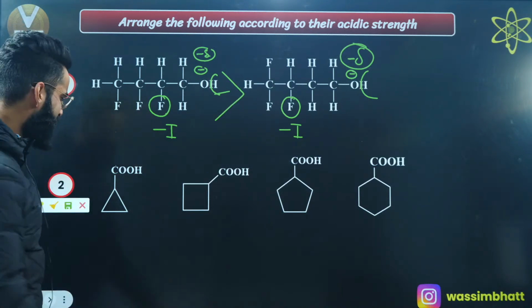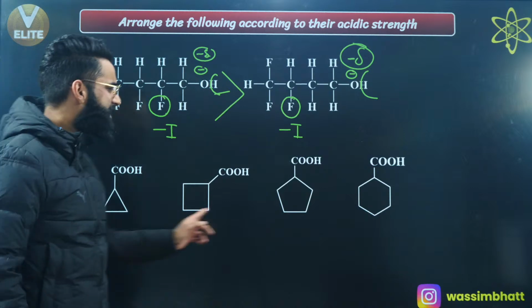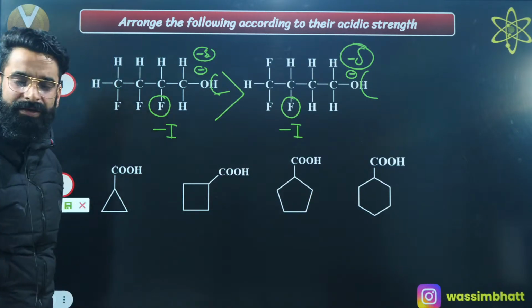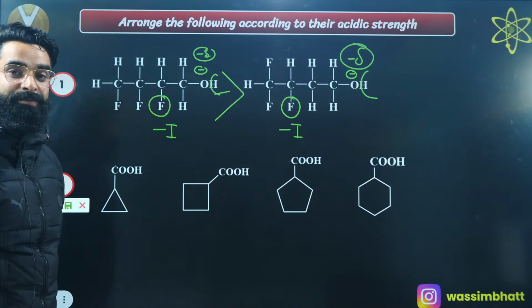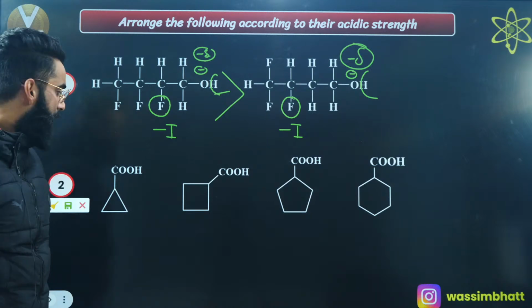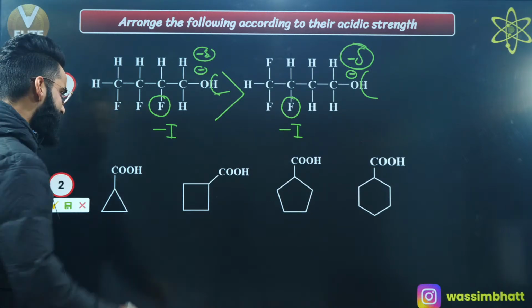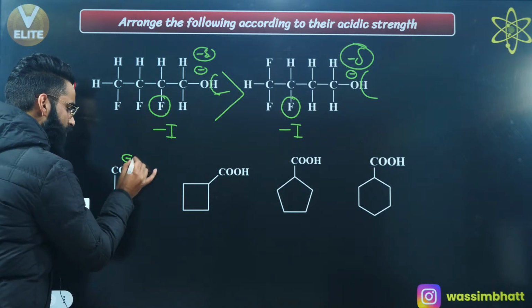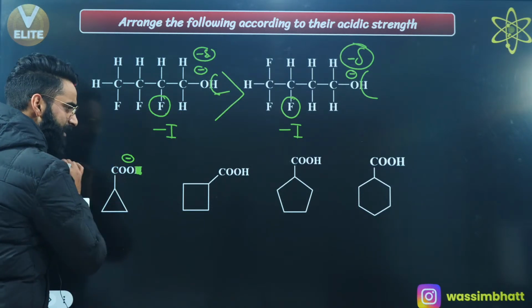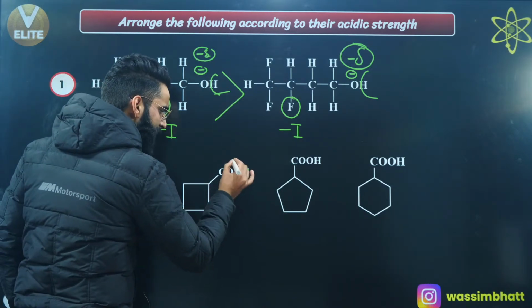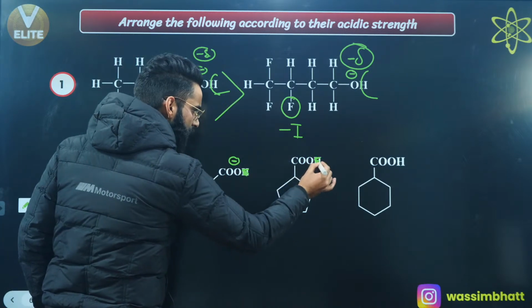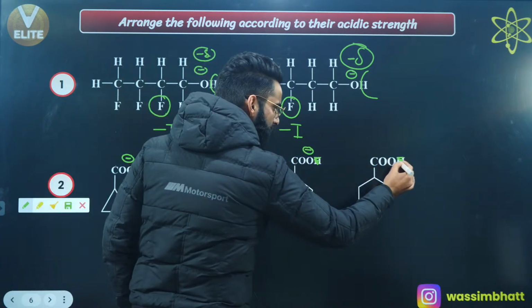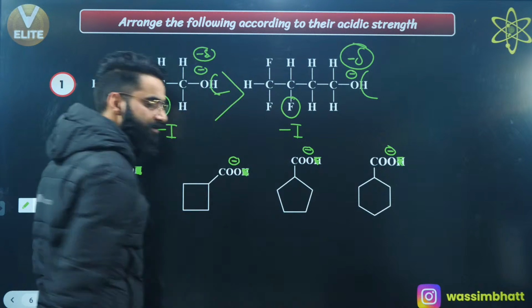Similarly, if you look at the next one, you're going to arrange these acids on the basis of their acidic strengths. So you're going to see the stability of the conjugate base. Now, what is the conjugate base in the first one? Just take this H positive out. There'll be negative charge on this oxygen. So this is the conjugate base. Just take this H positive out, there'll be a negative charge on this oxygen. Take this H positive out, negative charge on this one. Take this H positive out, negative charge on this oxygen, right?